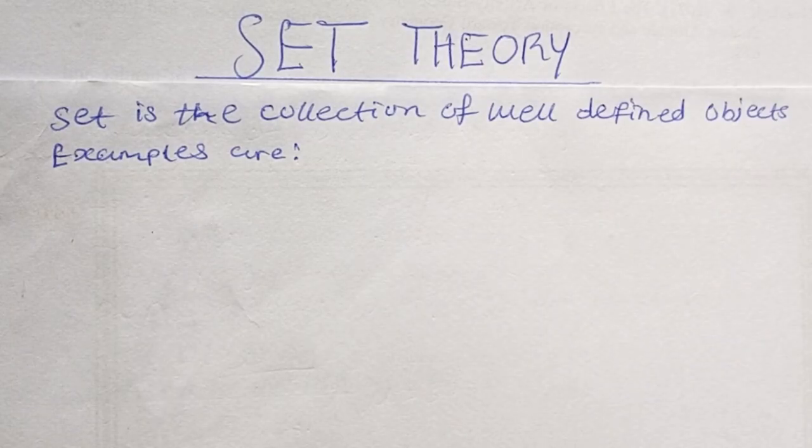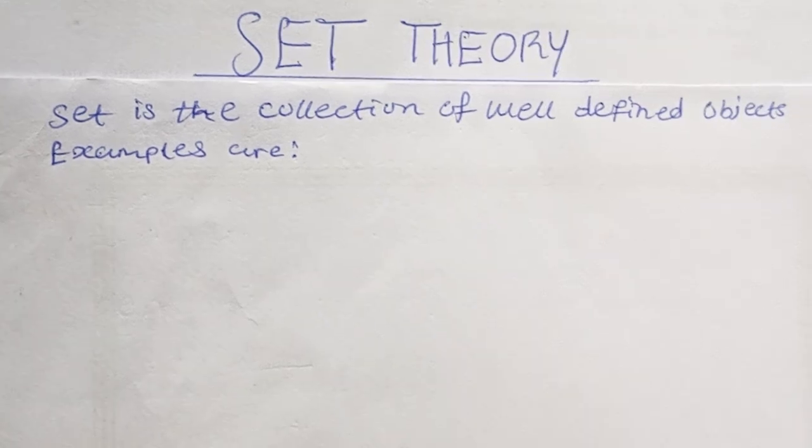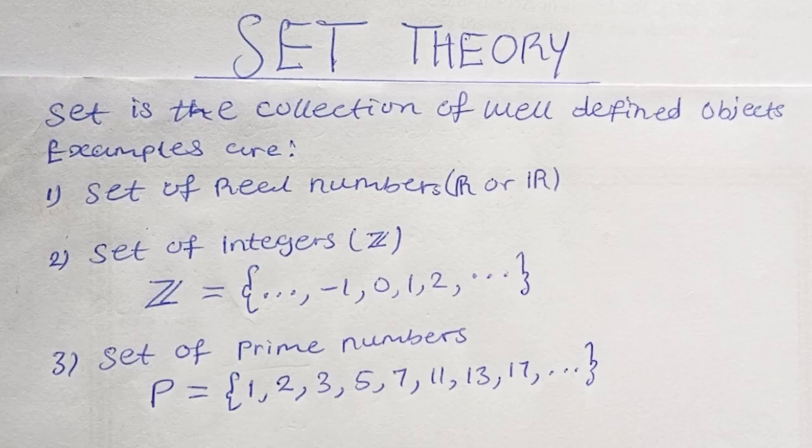Set is the collection of well-defined objects. Examples are: 1. The set of real numbers. The set of real numbers are any number at all is a real number, like 0, 0.1, -1, -7, -0.7. They are all real numbers.